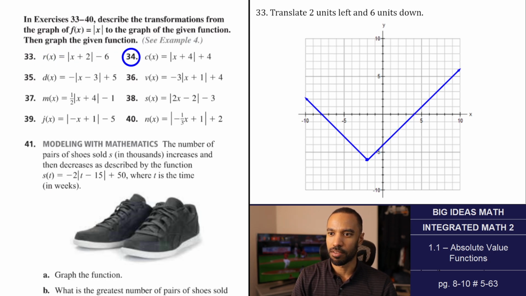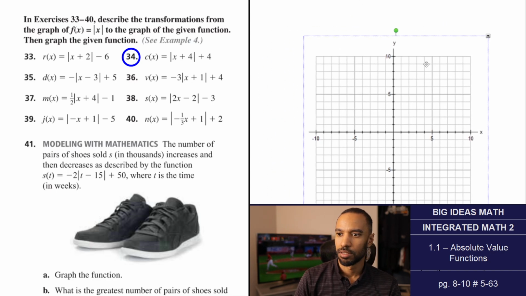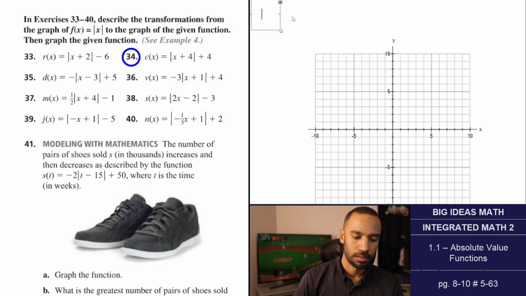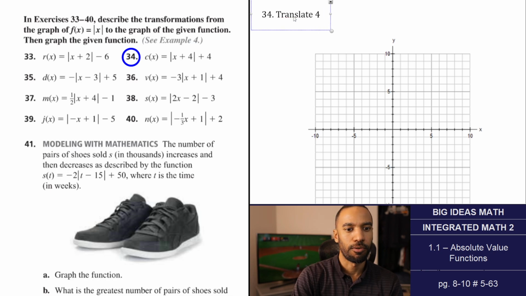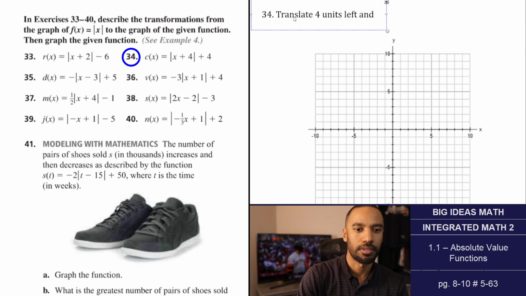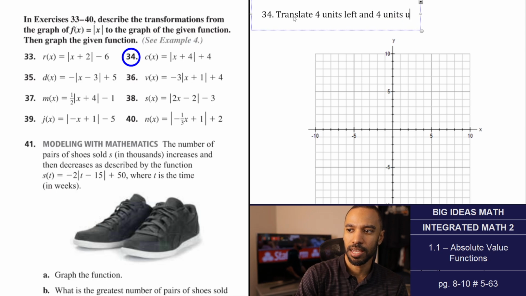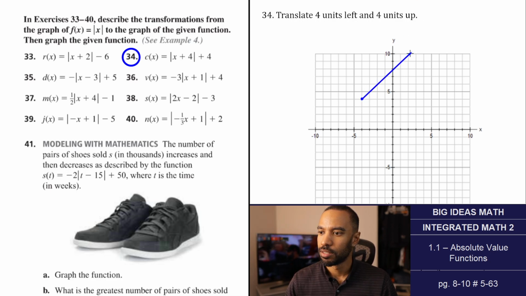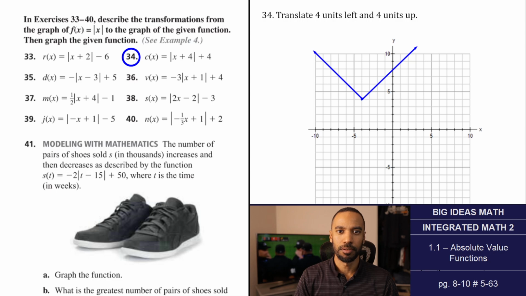C of x equals absolute value of x plus 4. Plus 4. We are going to translate 4 units left and 4 units up. No change in A on this one. And by the way, I'm not graphing, it says graph the given function. I'm not graphing the absolute value of x portion. I hope that's okay. 4 units left, 4 units up. Then up 1/1. Okay, that's number 34.